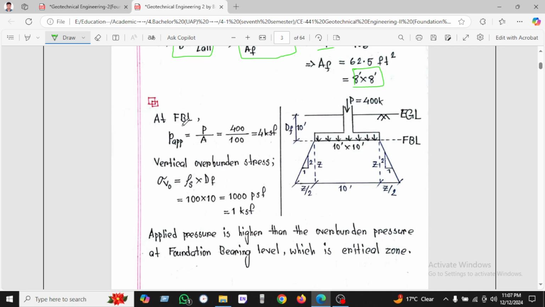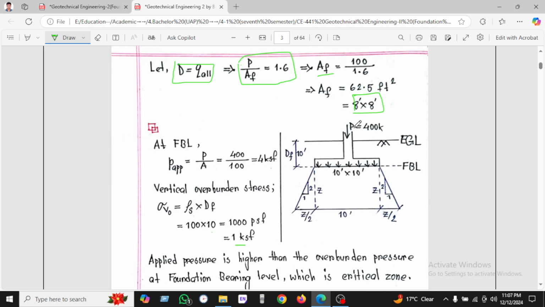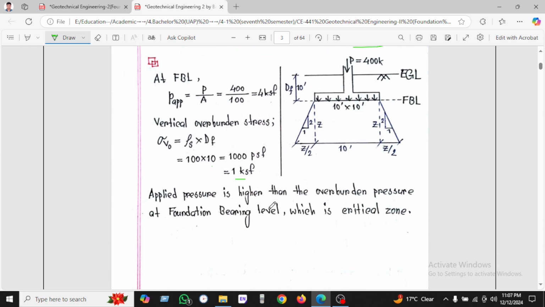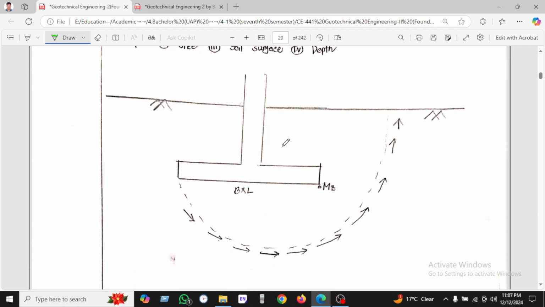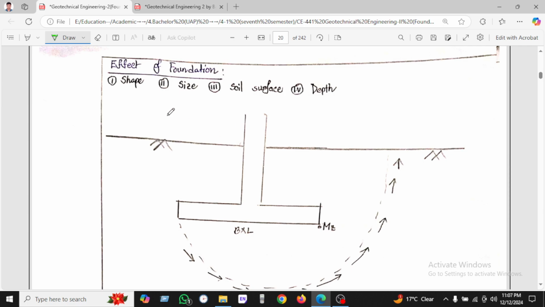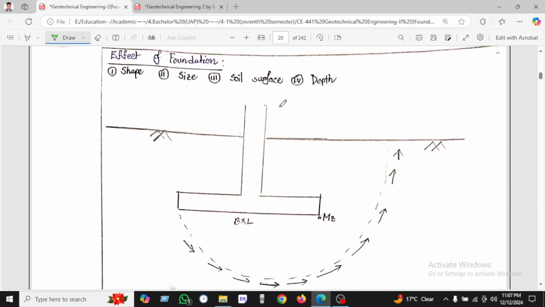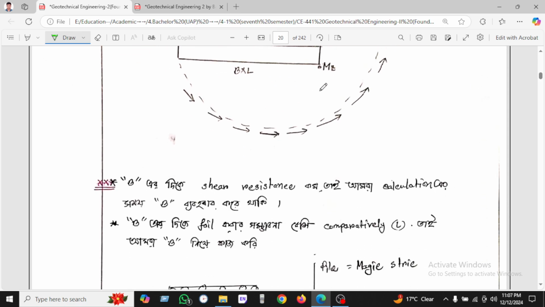For EBLP by A is 4 KSF, and vertical stress 100 into 10 equals 1 KSF. We can see the picture here. The applied pressure is higher than the overburden pressure, so foundation bearing capacity level, which is a critical zone. Okay, so let's see. Here is the effect of foundation shape, size, and soil depth, B into L.